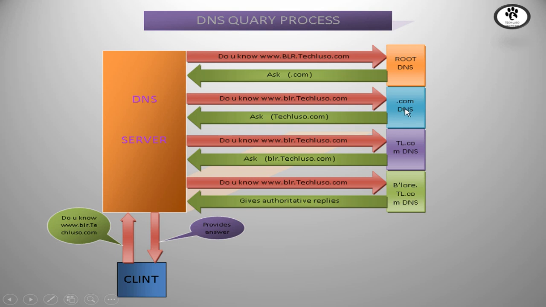This com server will once again give the information of Tech-Luso, and the DNS server will hold a cache of the Tech-Luso server and contact the Tech-Luso DNS server, that means your first level domain. It will find the actual address of blr.tech-luso.com, and from here it will get the right IP and the information. So this is how actual DNS works.